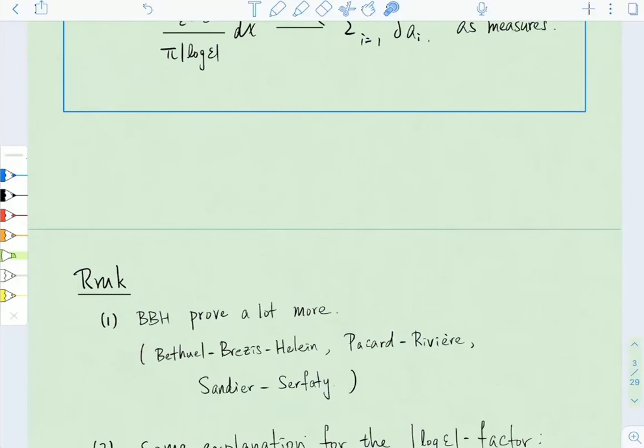exploring the literature. So first of all, there's the book by the three authors, Bethuel, Brezis, and Hélein. It's called Ginzburg-Landau Vortices, and it's the basic and fundamental reference. And then there's the book by Pigati and Rivière, and then Sandier and Serfaty. So this third one in particular contains a guide to the literature, which is particularly helpful.